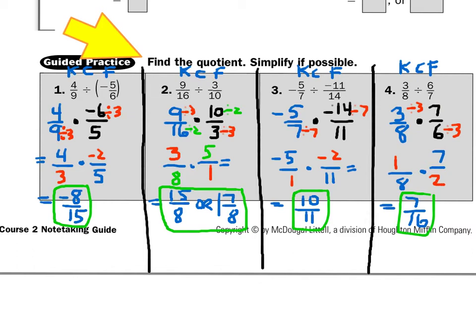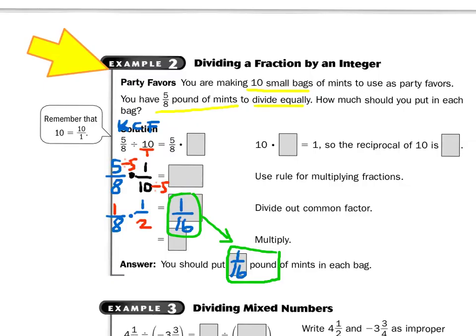And now look across. Well, I see, okay, 3 and 6. I see 3 goes into both, so I divided both by 3. 3 divided by 3 gives me 1. I bring the 8 down, bring the 7 down, and 6 divided by 3 gives me 2. And so now I multiply across. 1 times 7 gives me 7 on top, 8 times 2 gives me 16 on the bottom, and I box my answer.